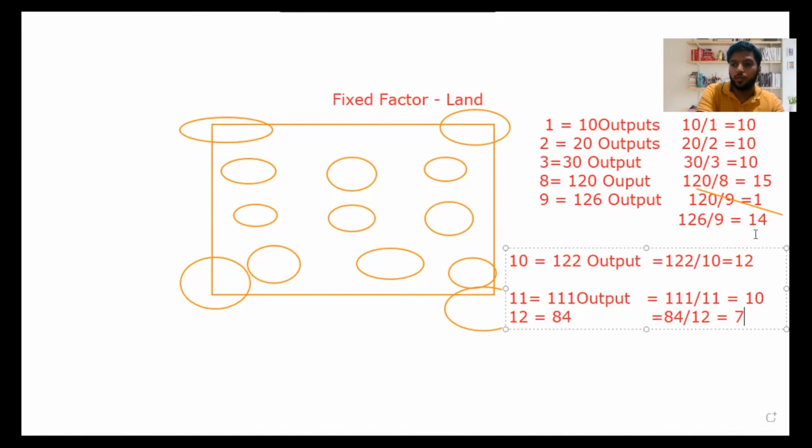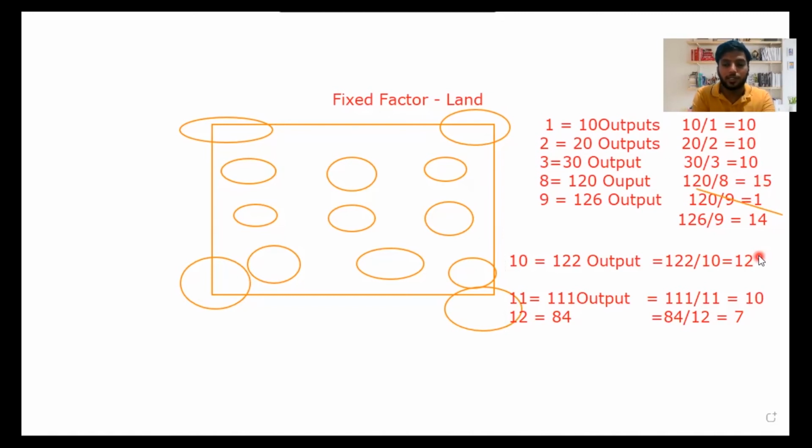Now this is AP. You see that, guys: 10, 10, 10, 15. These are AP, average product. So average product is increasing. After average product increases, it starts to decrease, but at an increasing rate. Why is that? Because it was earlier 10, but now it is 14. So it is decreasing, but at an increasing rate. That's what the examiner confuses you with.